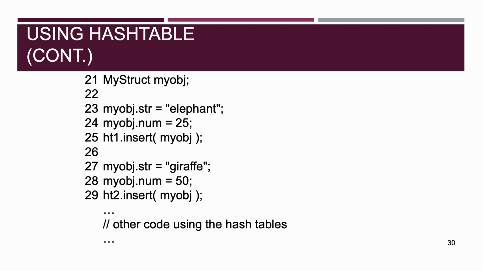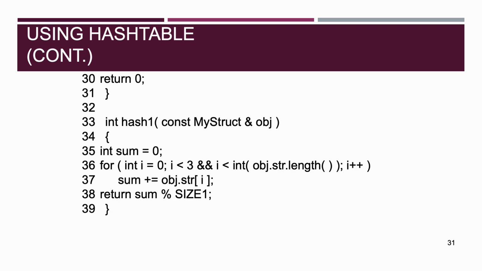then modifying and inserting into the second hash table. The values of my object are changed. My object dot string equal to giraffe now, and my object dot num equal to 50. Then we are inserting the modified my object into the second hash table. Then here it returns 0.